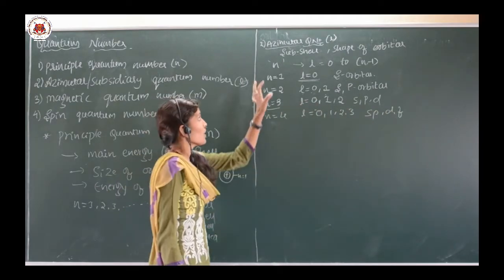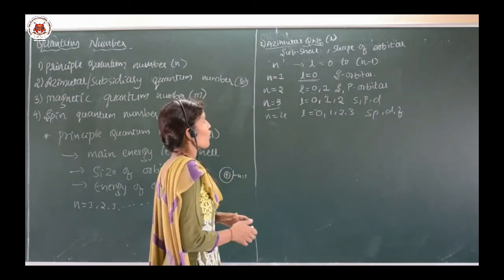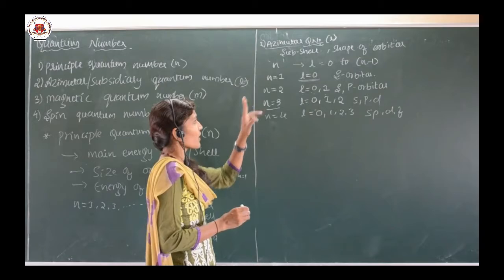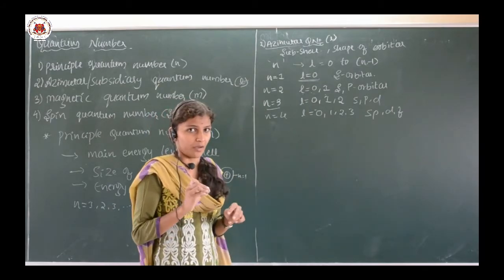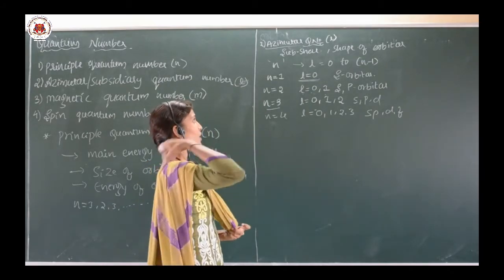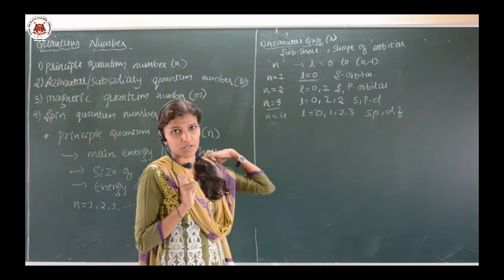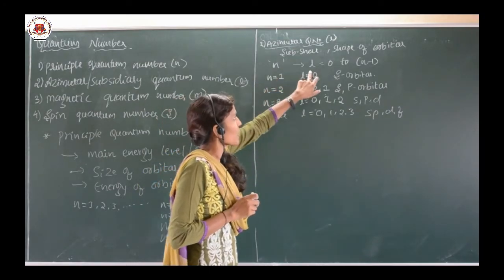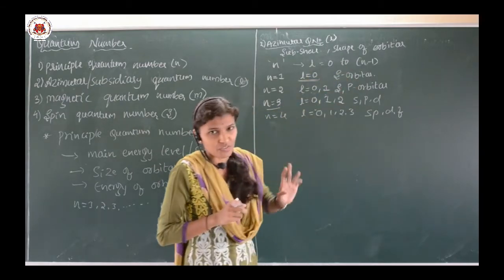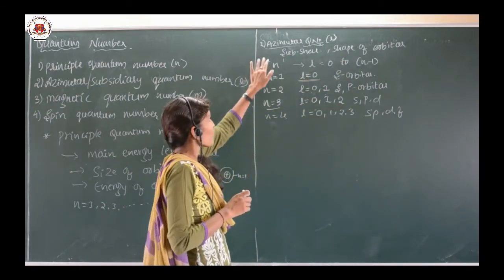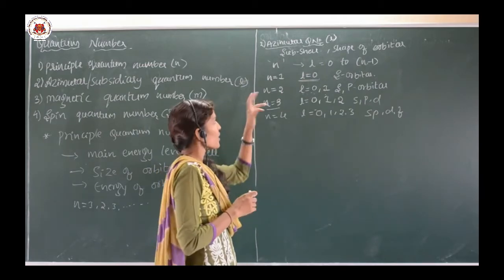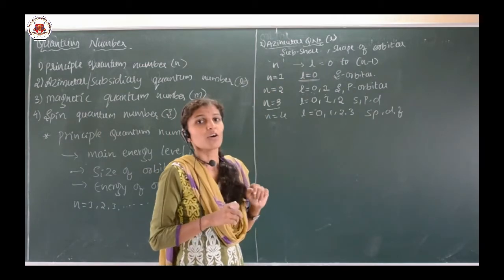So, the azimuthal quantum number, also called the subsidiary quantum number, is indicated by small l, and its value depends upon the principal quantum number. For a given principal quantum number n, l can take the value 0 to n minus 1. The importance of the azimuthal quantum number is that it indicates the subshell and determines the shape of the orbital.